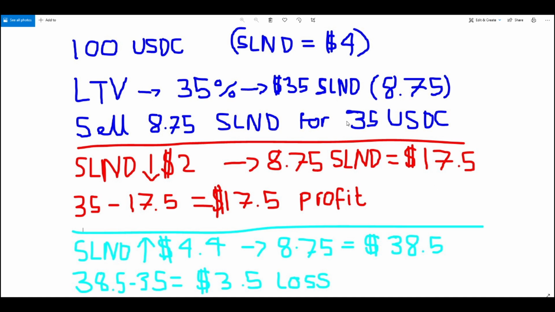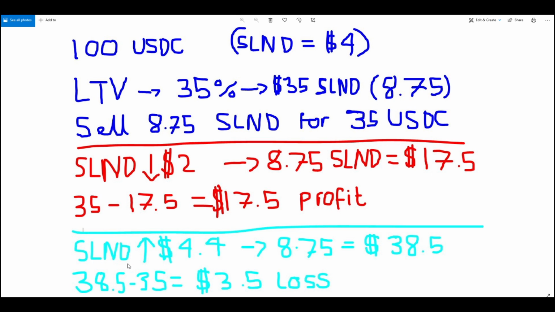Solend Finance don't care about the actual dollar value of the SLND that you repay to them. They only care that you give them the exact right amount of SLND tokens that you borrowed. So if you borrowed 8.75 SLND tokens, they expect you to give back 8.75 SLND tokens. It doesn't matter what price they are. So saying that, we'll go into scenario two.